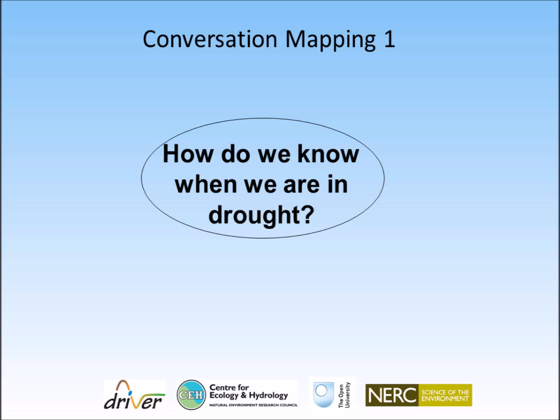This is a particular technique called conversation mapping, which I don't have time to talk about today. But essentially, it's a way of enabling a diverse group of people to actually have a conversation about the nature of their thinking around drought. And from that, you can pull out, or they pull out, a range of issues that they think are important. And here's just one element of it.